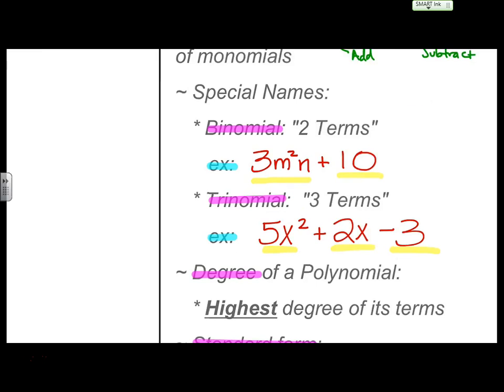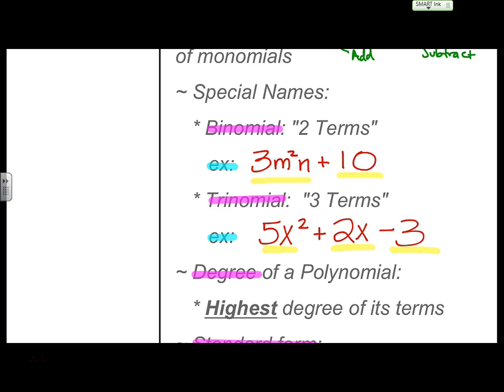The names come from how many monomials there are. If there's only one, just a monomial. If there's two, binomial. If there's three, trinomial. Look at the pieces. Look at the signs. The plus or minuses, they're separators. We have to look at what's in between. So, there's one addition, but there are two terms. There's one addition, one subtraction, but there are three terms.